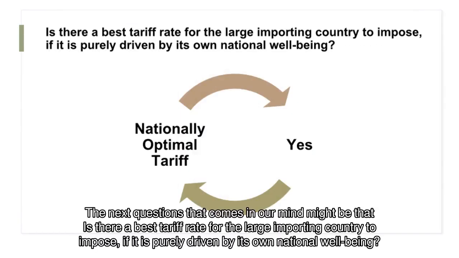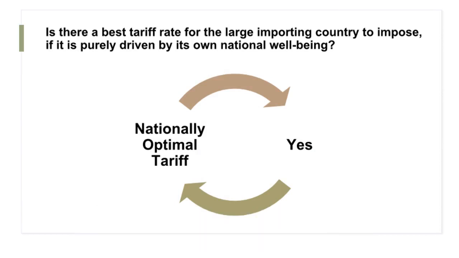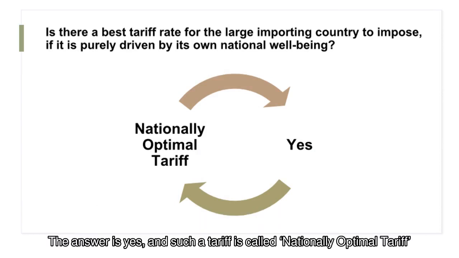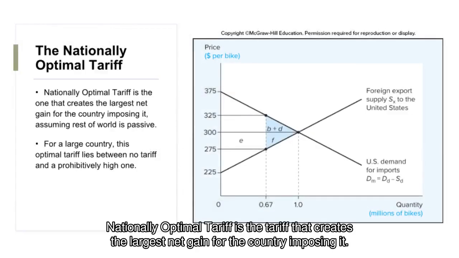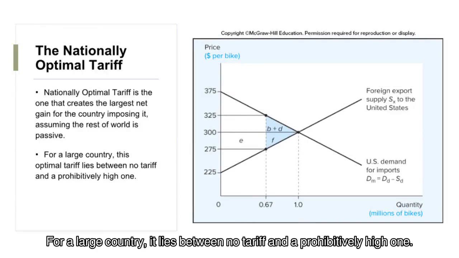The next question that might come to our mind is: is there a best tariff rate for the large importing country to impose, if it is purely driven by its own national well-being? The answer is yes, and such a tariff is called the nationally optimal tariff. The nationally optimal tariff is the tariff that creates the largest net gain for the country imposing it. For a large country, it lies between no tariff and a prohibitively high one.